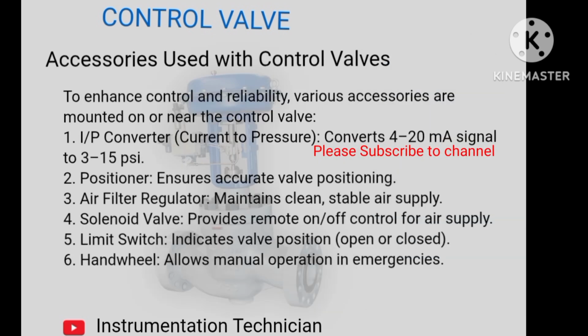Accessories used with control valves. To enhance control and reliability, various accessories are mounted on or near the control valve. IP converter, current to pressure, converts 4 to 20 mA signal to 3 to 15 psi. Positioner, ensures accurate valve positioning. Air filter regulator, maintains clean, stable air supply.